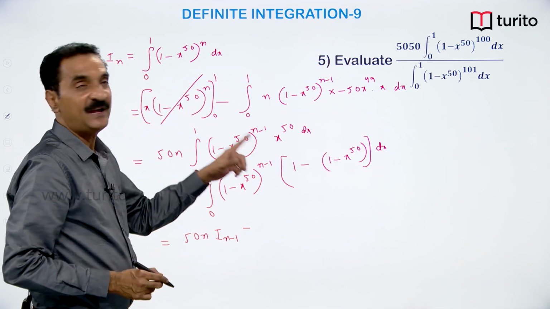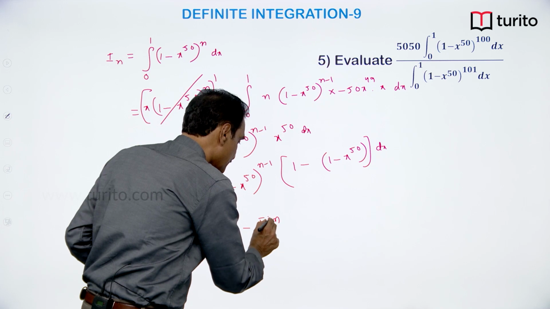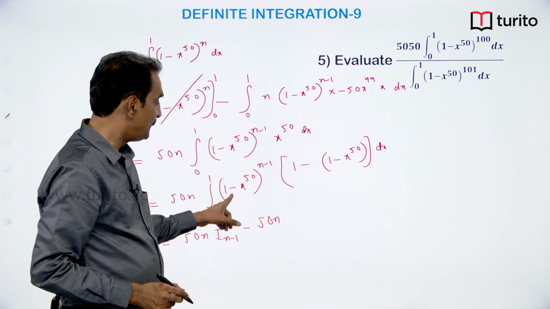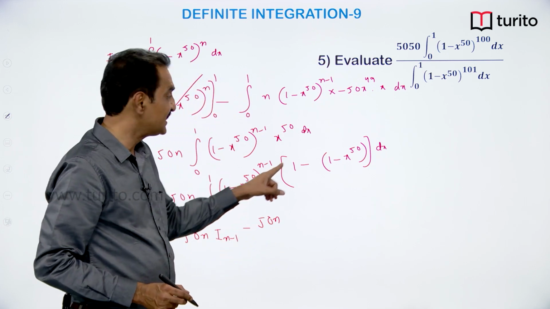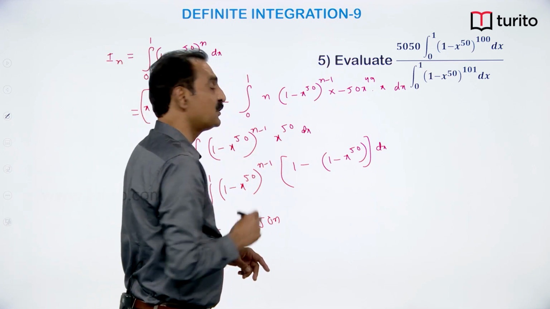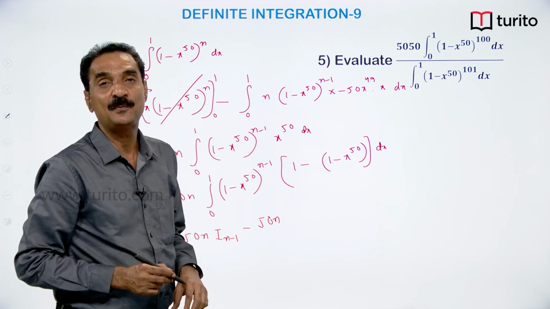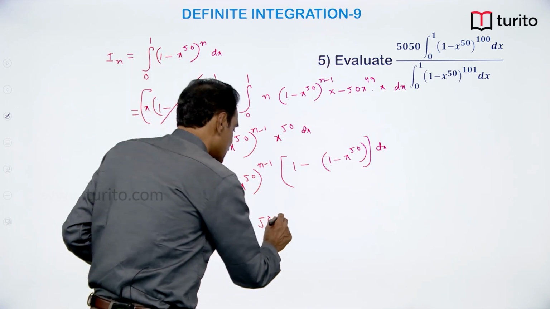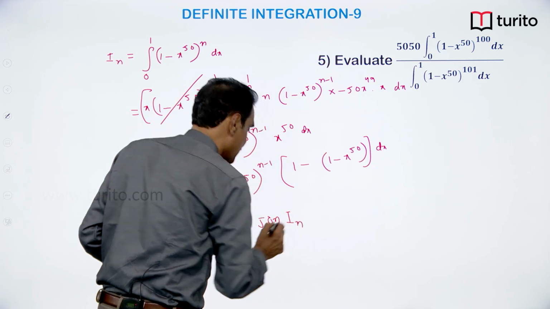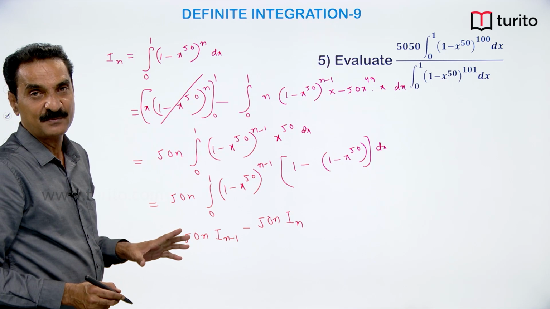minus 50n into (1 minus x power 50) whole power n minus 1 into (1 minus x power 50) will be (1 minus x power 50) whole power n. Integral 0 to 1, (1 minus x power 50) whole power n is I_n. So, 50n into I_n. Now, we got some relation between I_n and I_{n-1}.